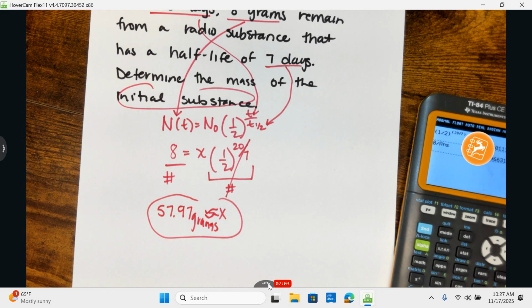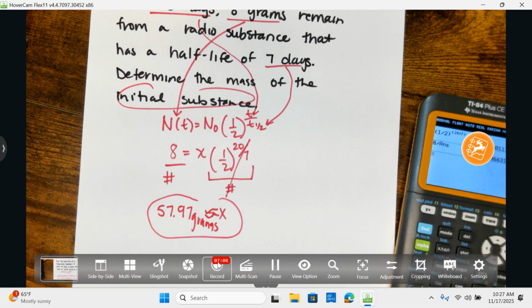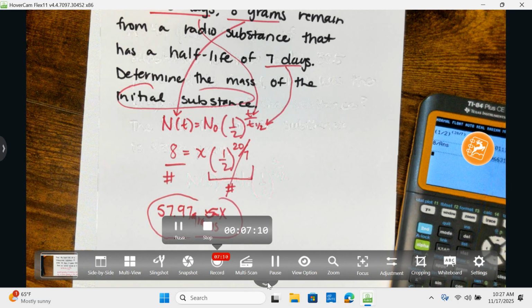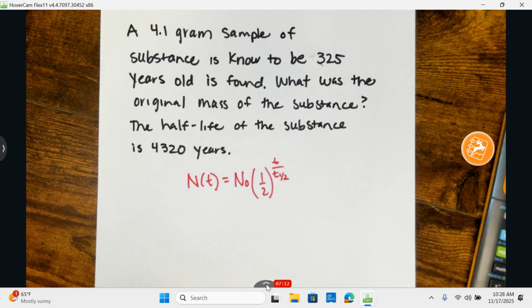Okay, at this time, please press pause and go back to your homework, completing problem number 9 and checking for accuracy. Look now at example number 10.